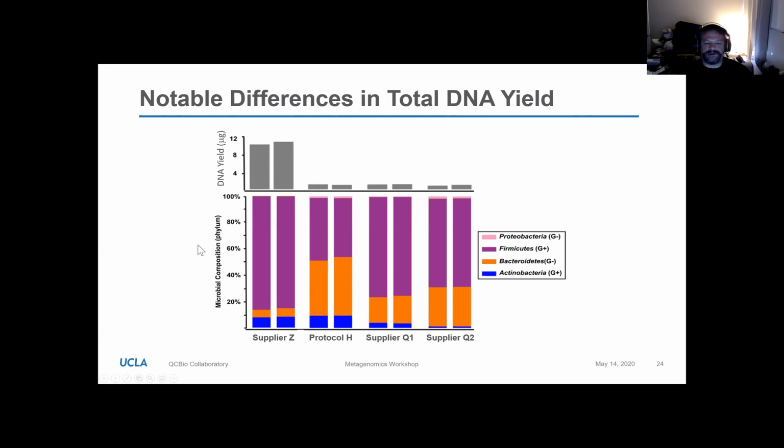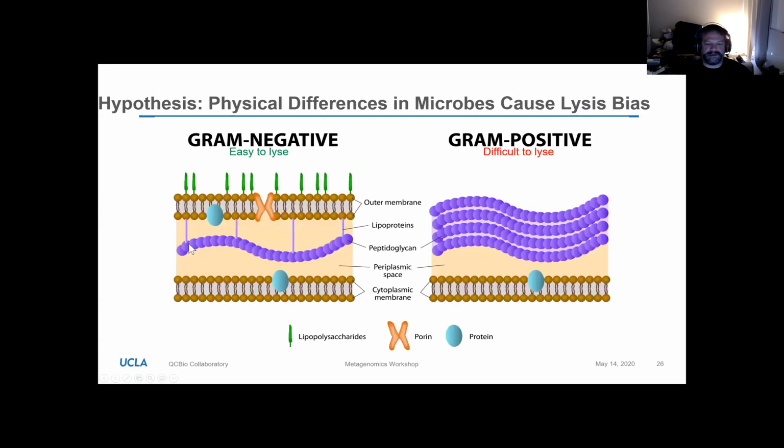And we actually began to wonder if this difference in DNA yield is giving us a hint, because there might have been something left behind. And this gets into a big issue that I think is underappreciated in microbiome, which is that gram-negative bacteria and gram-positive bacteria are biophysically very different.